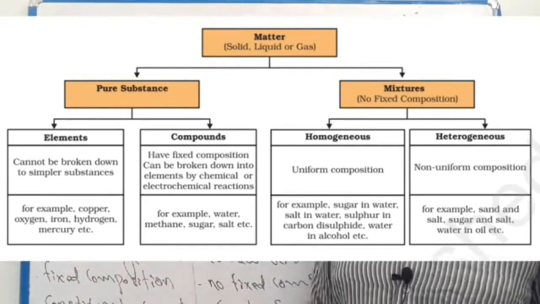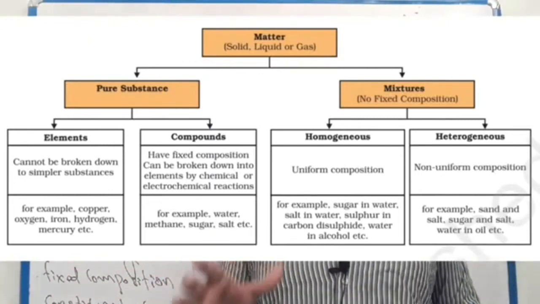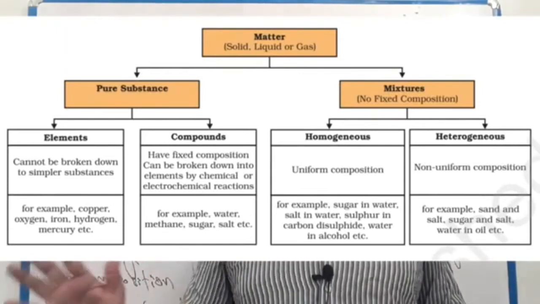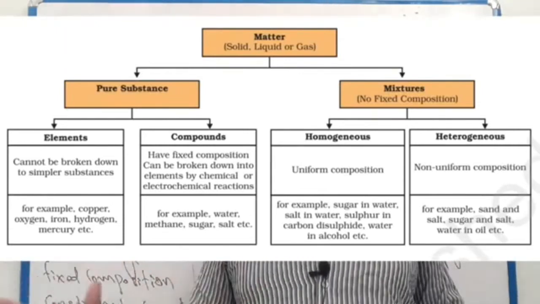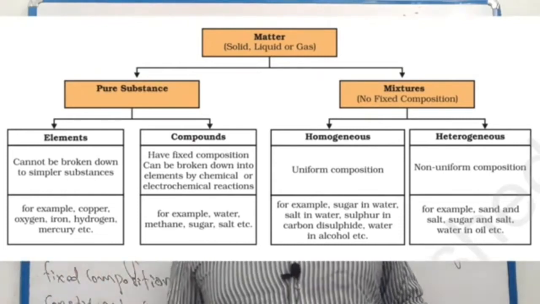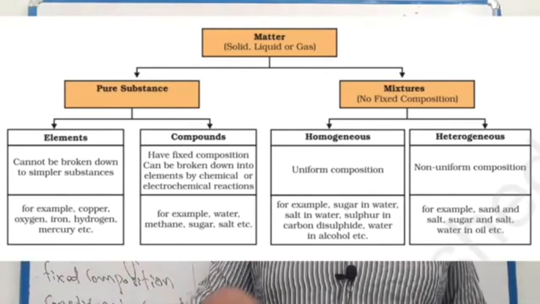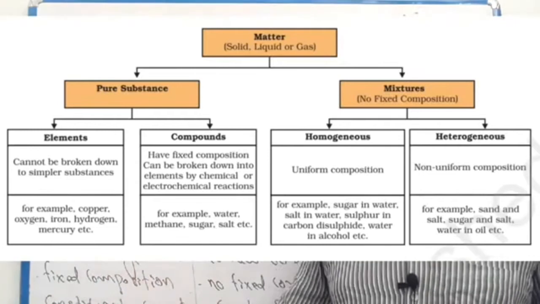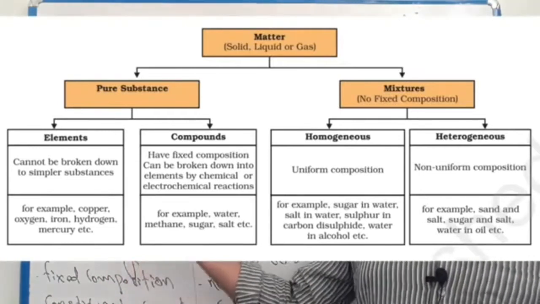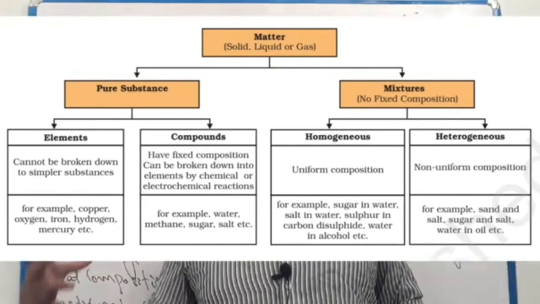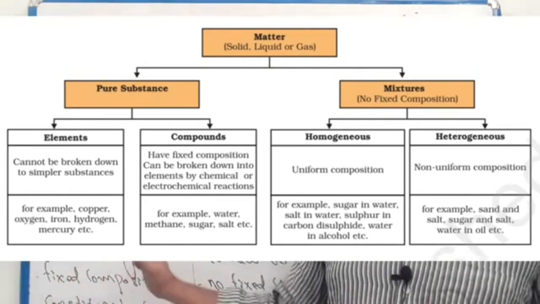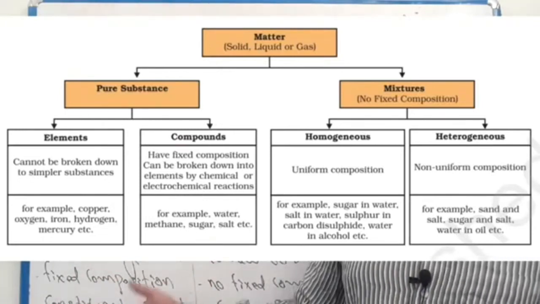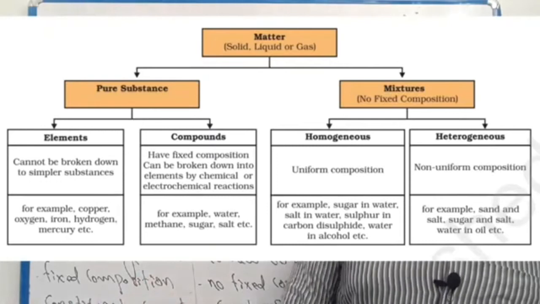It is a pure substance. The different components of compounds you cannot separate by physical methods. You cannot separate hydrogen and oxygen by simple physical methods like the many we discussed: filtration, distillation, chromatography. Compounds are formed by chemical reaction, and a new substance is formed here. Fixed composition here. Also, different constituents we cannot separate by filtration.